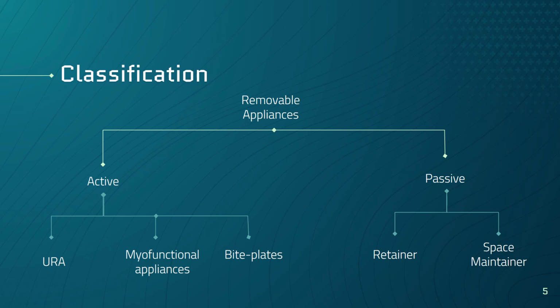We can classify removable appliances as active appliances or passive appliances. Active appliances consist of upper removable appliances, myofunctional appliances, and bite plates, and these appliances cause some form of movement of the teeth. A passive removable appliance does not cause any movement of the teeth, and this can either be a retainer or a space maintainer.